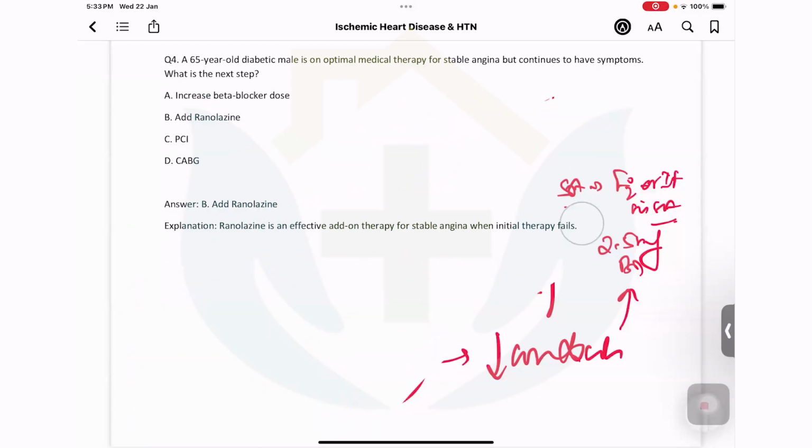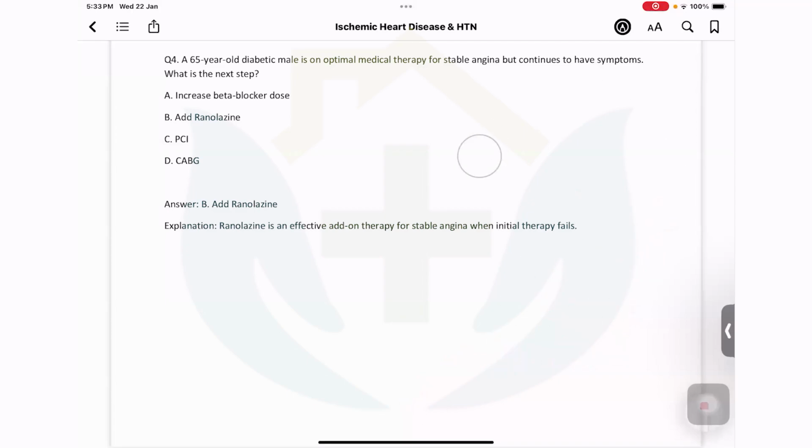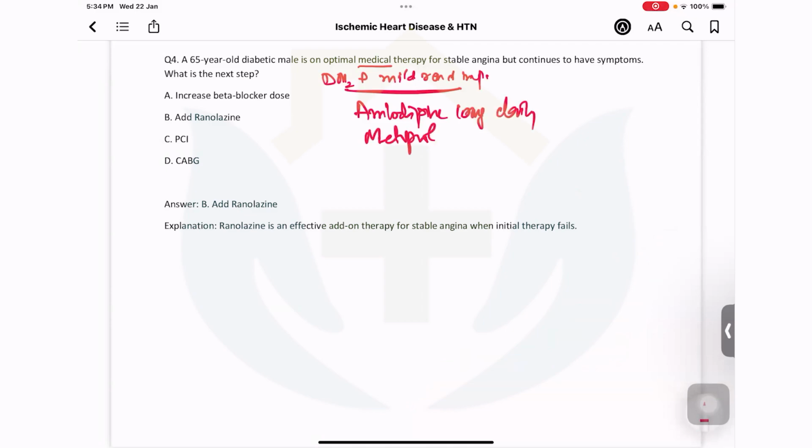So let us say we have this male. Similar question I like to put you. So we have this patient who is a 65-year-old male with chronic stable angina, type 2 diabetes mellitus, plus mild renal impairment. And the patient is already on amlodipine, 10 milligrams daily, metoprolol, 200 milligrams daily. His BP is 130/60, heart rate is 65 per minute, and ECG is normal.